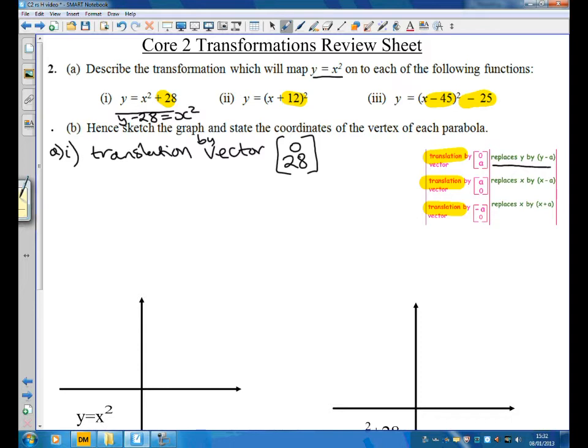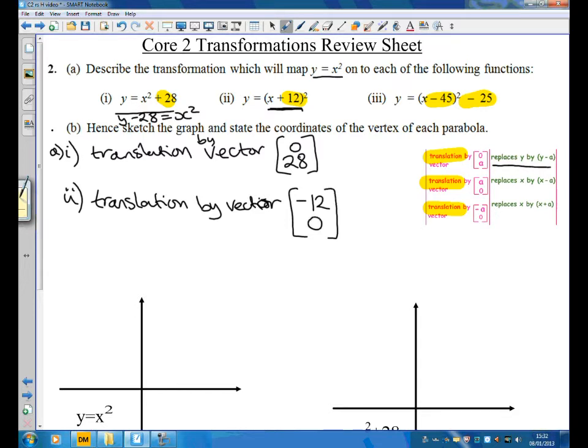So looking at part 2. So what's happened in part 2? Well, this time the number's been added to the x. It's inside the bracket because this is a translation in the x direction, which means left and right. So this time it's translation by a vector negative 12, 0. So x has been replaced by x plus 12, which means when we write our vector, that's actually 12 to the left, and that's written as negative 12.